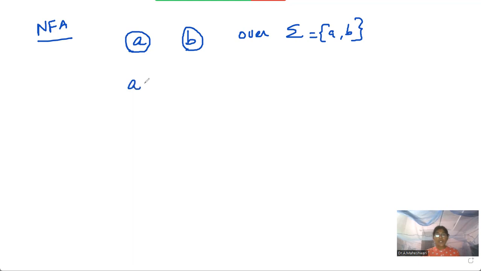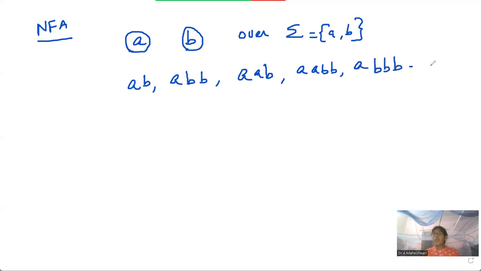Sometimes, this is one possible string, like that I can write A. This is our only constraint, right? Beginning with A, end with B. In between, I can use B, or in between I can use A also, or in between I can use A, B, B, or I can take B, B, B. Like that it goes. So for this, we need a diagram for the NFA.